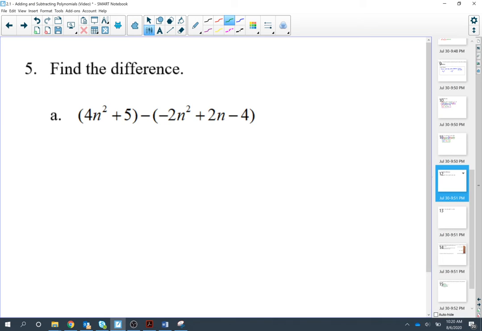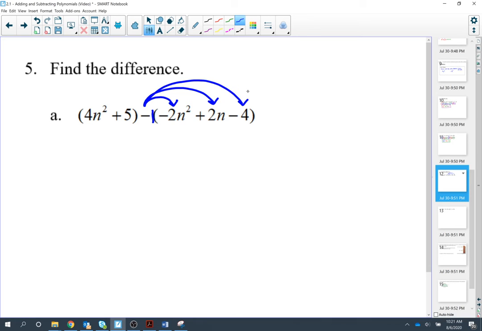Because if you forgot about something, it's called your distributive property. Here, with that subtraction sign, there's actually a -1. And what you're actually doing here is you're distributing that negative to the whole thing after it, not before it, but after it. So you're really taking -1 times -2n squared, -1 times +2n, and -1 times -4. And what happens when you multiply a negative to a whole bunch of things? And the answer to that is, well, it's going to change the sign.